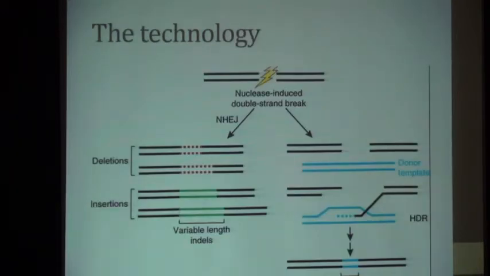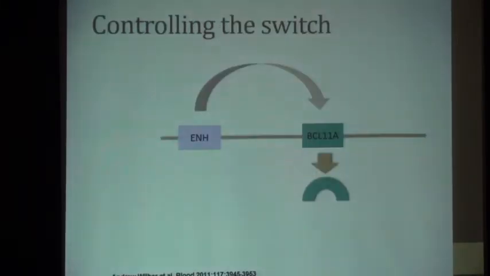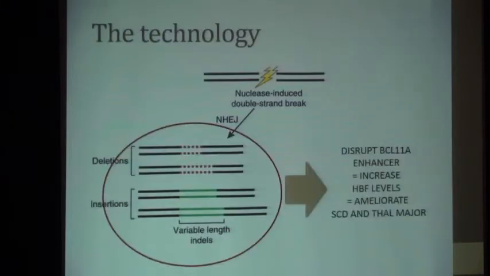So if we're aiming to increase hemoglobin F, suddenly this breaking mechanism starts to look better. Because if you remember what I told you about BCL11A, BCL11A is controlled by an erythroid-specific enhancer. So if we can break this erythroid-specific enhancer, we will stop making the BCL11A protein, and we'll be able to increase hemoglobin F levels and ameliorate both sickle cell disease and thalassemia major.